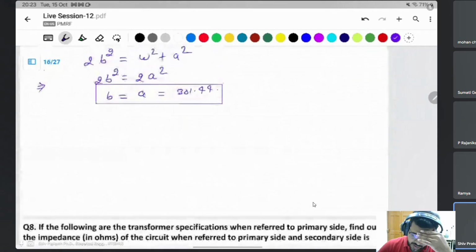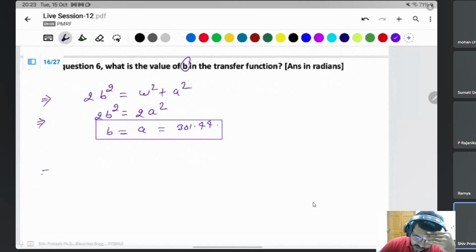A and b. Then what is the transfer function? H(s) is equal to 301.44 divided by s plus 301.44.